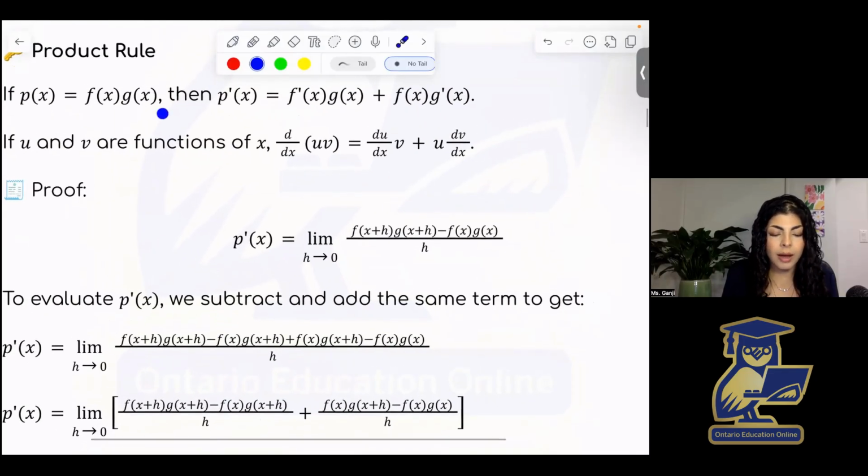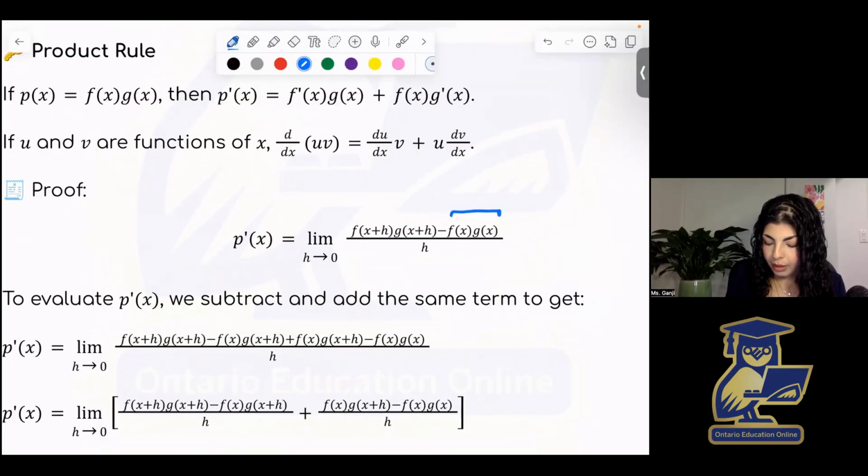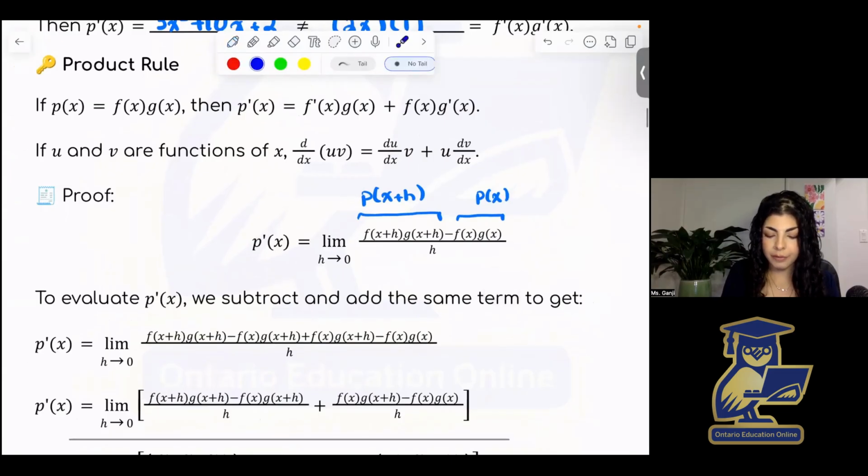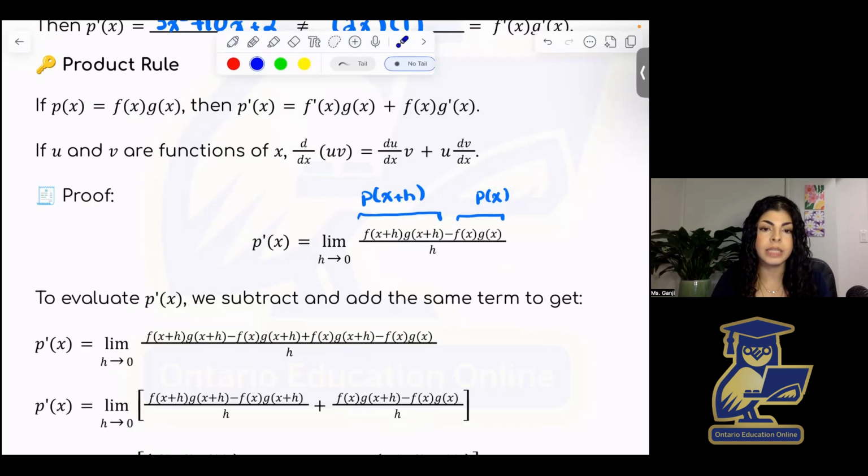It's the product of f of x and g of x. And in the second part, that's all we have. This is just p of x, and this part is p of x plus h. Okay, and this is just, again, for this part, substituting x plus h here, I would just end up with f of x plus h times g of x plus h.